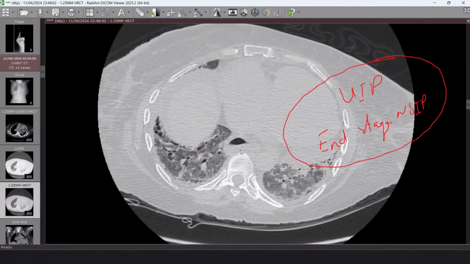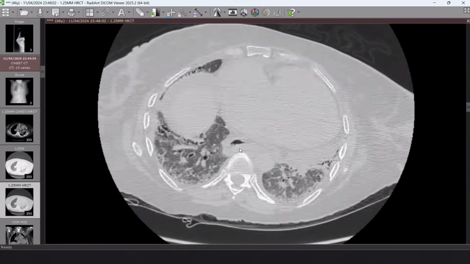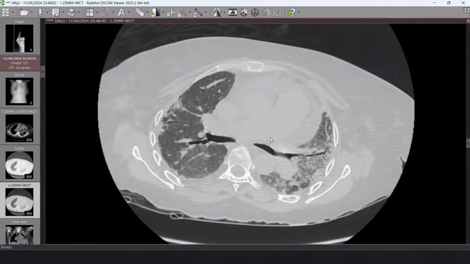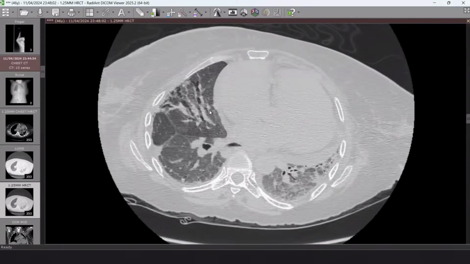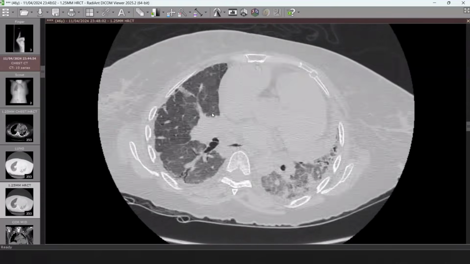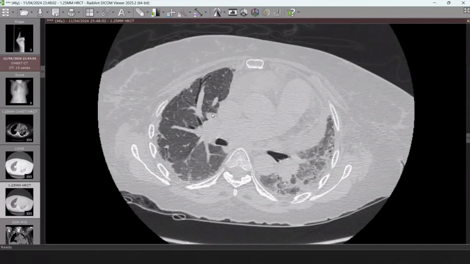How can we differentiate? We should review the previous scan. In any case of interstitial lung disease, you should search for any complications. As you can see here, pulmonary arterial hypertension. You should search for any malignancy. We don't have any malignancy. So this is a case of scleroderma. Thank you so much. Let's go to our last case for today.